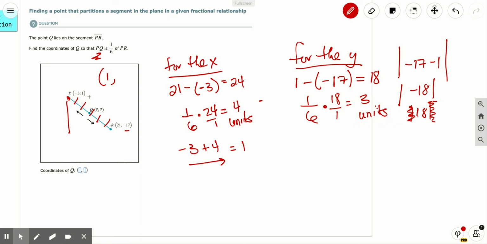So now we're going to count down, because remember, we're starting at P. So we go from 1 and we have to go down 3 units. So where would we end up? 1 minus 3 is -2. And you end up at -2. Okay, and that is the answer to that problem.